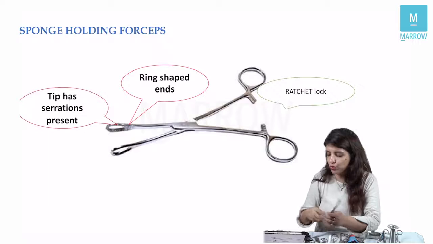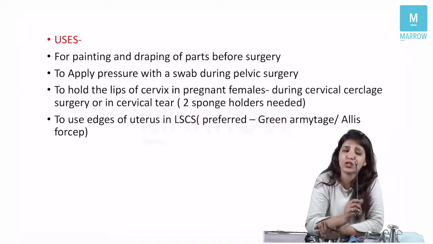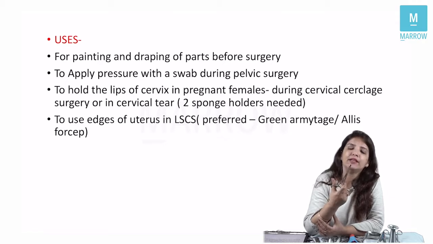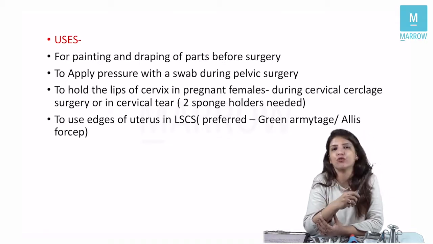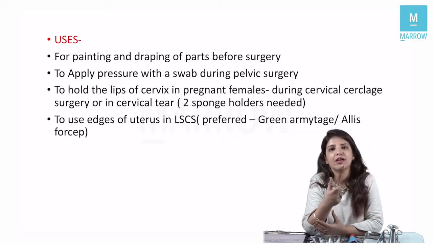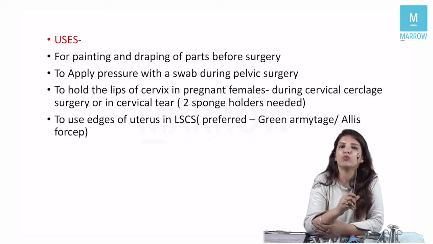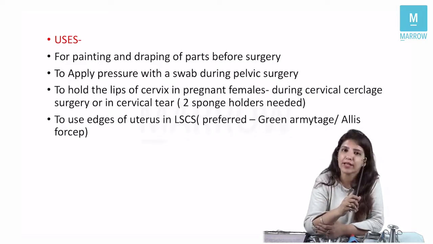Again, the second use of sponge holding forceps is holding the lips of the pregnant female, right? And the lips of the pregnant female are held for cervical cerclage. Then the third use is if you want to identify any cervical tears.